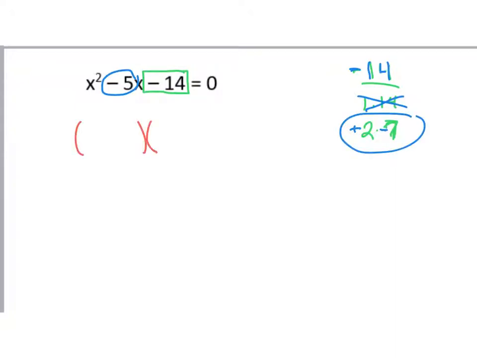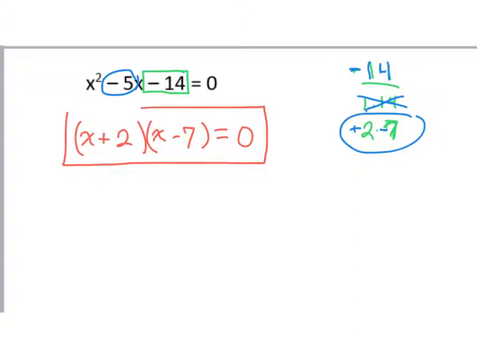Now I'm ready to use these to write my answer. I've got my parentheses. They're both going to start with x so that I get my x squared when I redistribute them out. So my 2 terms are a positive 2 and a minus 7. So my answer becomes the quantity x plus 2 times the quantity x minus 7 equals 0.